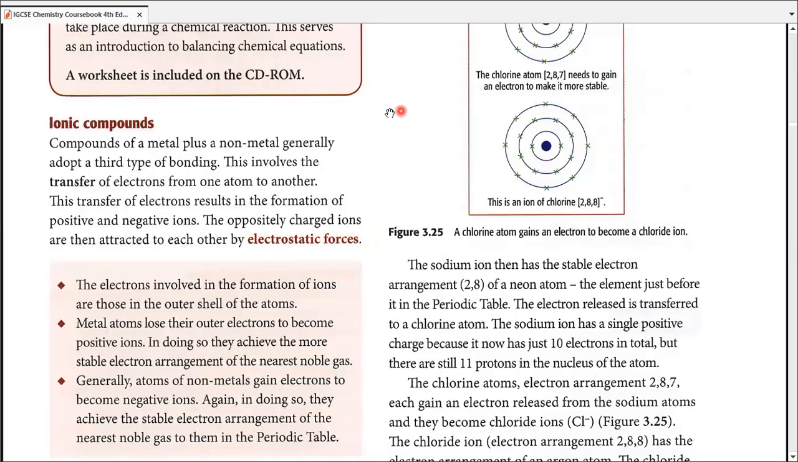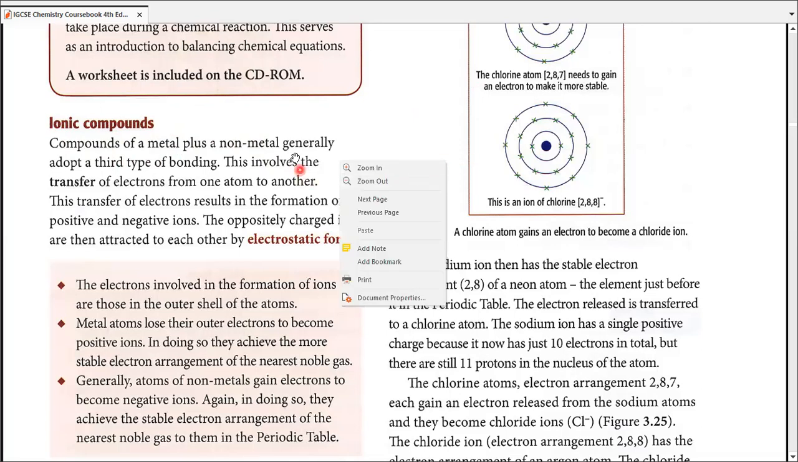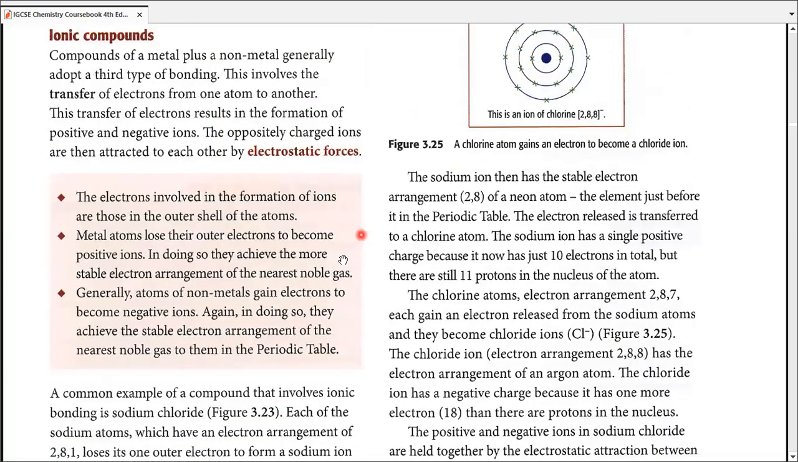Next type of bonding on hand we have is ionic compounds or ionic bonding. Ionic bonding is pretty simple: as the name suggests, it is made up of ions. But how do ions form? It's a process which is also explained in this pink portion. So the electrons involved in the formation of ions are those of the outer shells of atoms.